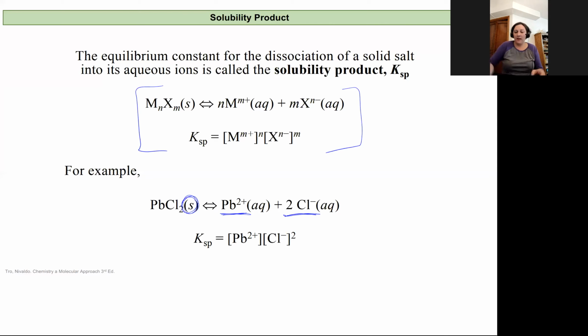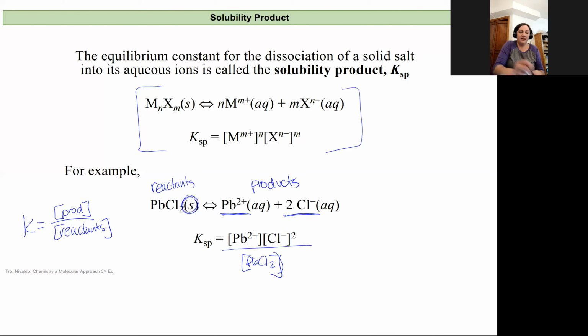So if we're going to write our equilibrium expression for this, we're going to have our products over our reactants. Our products are going to be the aqueous ions, and our reactants will be that solid lead chloride. So if we were going to write this out, we would have our products on top, our lead +2 ions and our chloride ions, and it would be divided by our lead chloride.